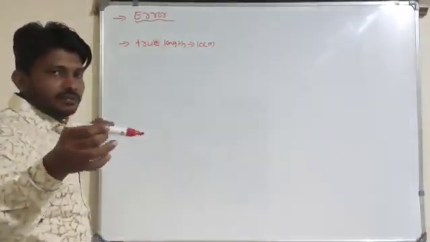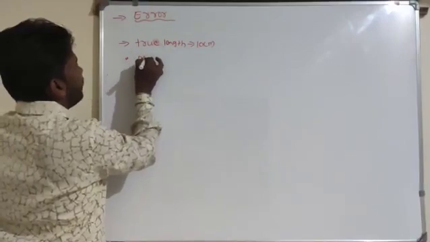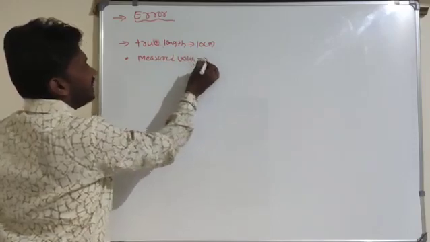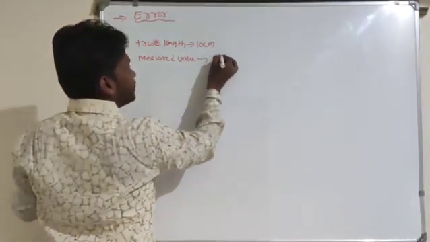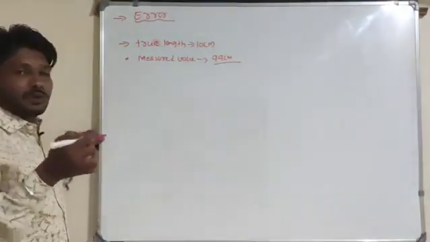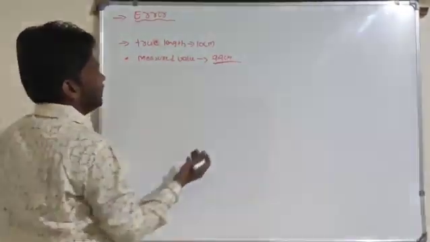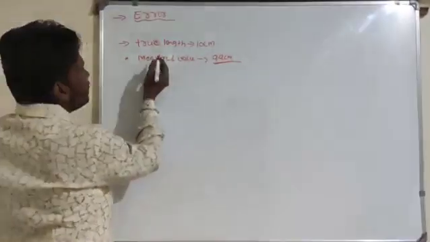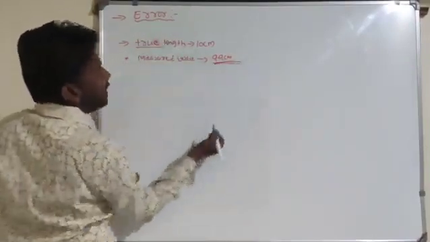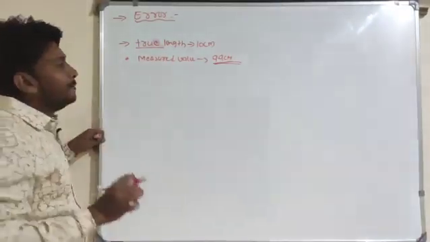If I give this object and a measuring scale, the measured value will not be exactly 10 centimeter. You may sometimes get, for example, 9.9 centimeter. Then what's the difference here? Error means the difference between true value and measured value. What do you mean by error? The difference between true value and measured value.